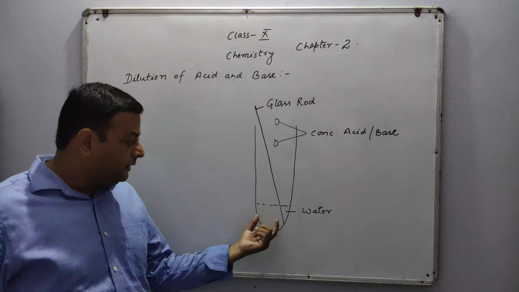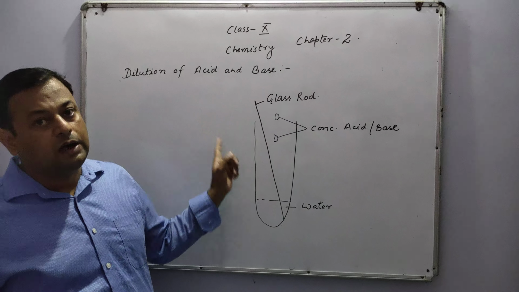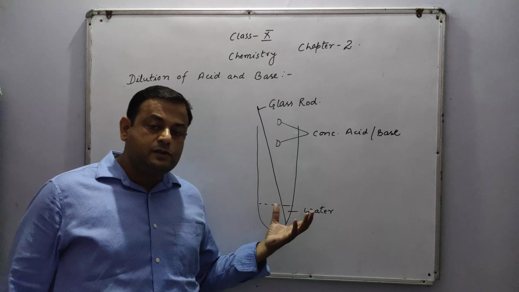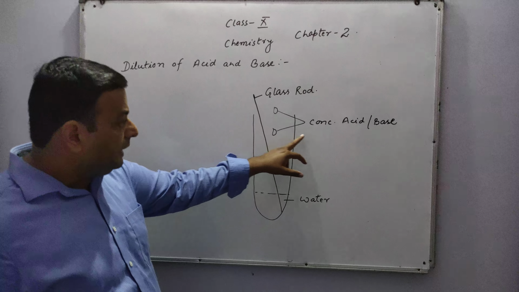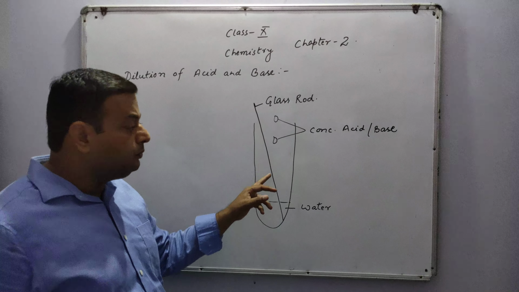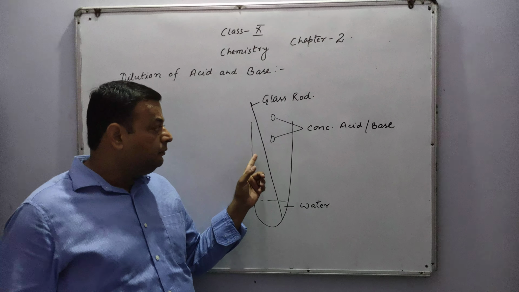It means very low local heating, so the acidic content will not come out of the test tube, neither will the test tube burst. So it is preferable to add the acid or base which you want to dilute into water slowly, drop by drop, and with continuous stirring.